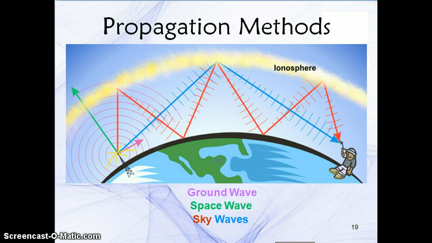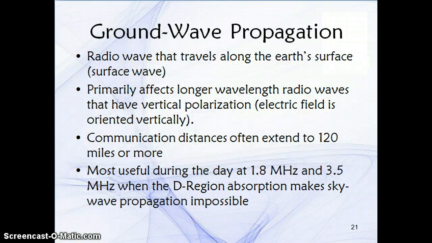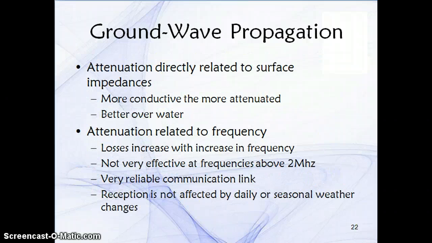We also have the space wave or line of sight, the green arrow. That would be up in the VHF and UHF spectrum. As the radio signal is transmitted, some of the signal will escape the Earth through the ionosphere, and some goes directly from one point to another, or is reflected by objects on the ground. This is a line of sight type of wave.